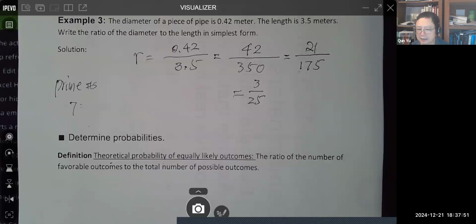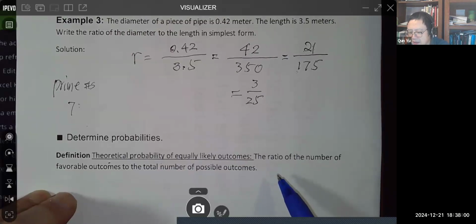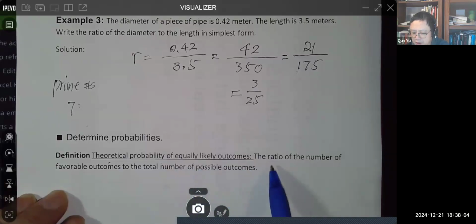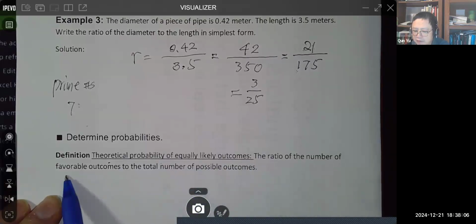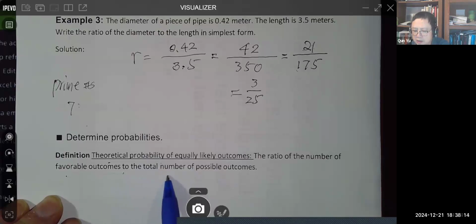What is a fair die? That means all of the 6 numbers on the die have equal chance to show up on the top. So how do we do the calculation then? It's the ratio. The probability of a certain event is the ratio of the number of favorable outcomes, that means how many outcomes are favorable, to the total number of possible outcomes.